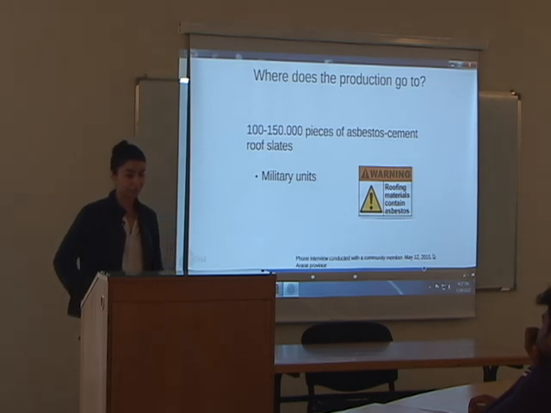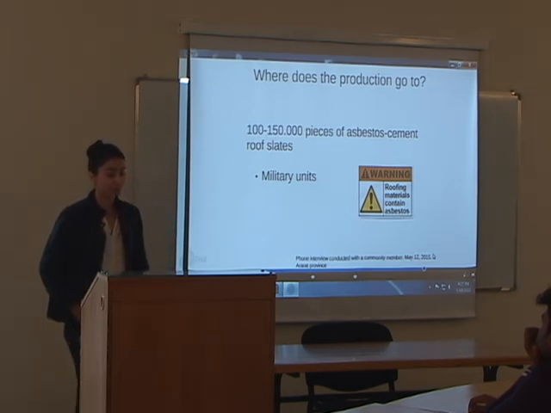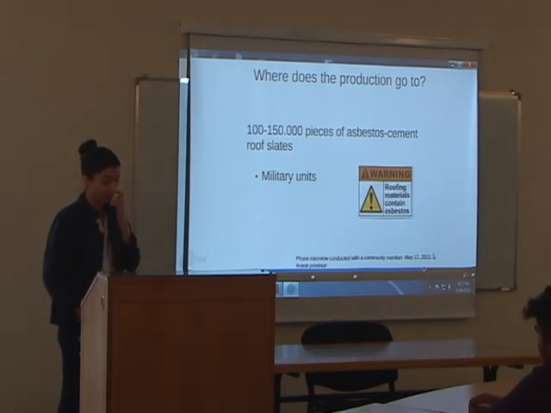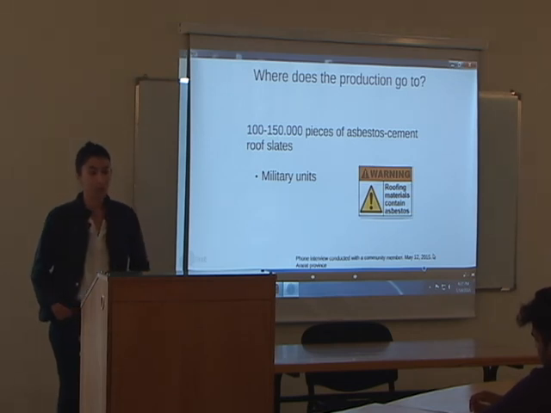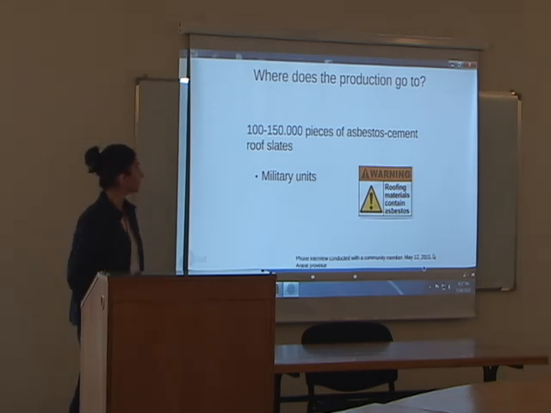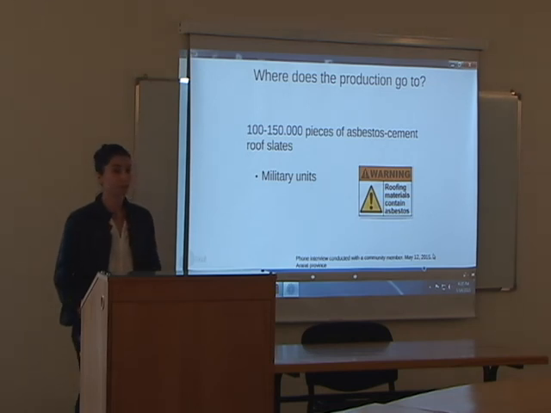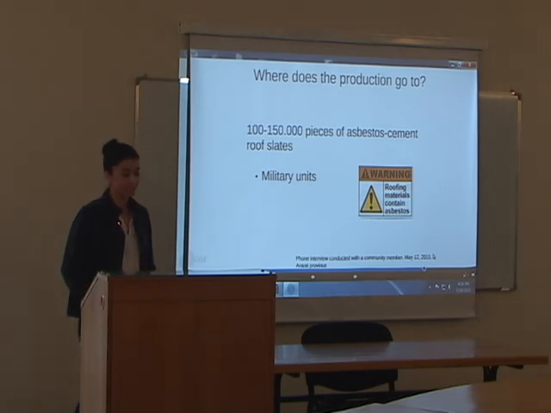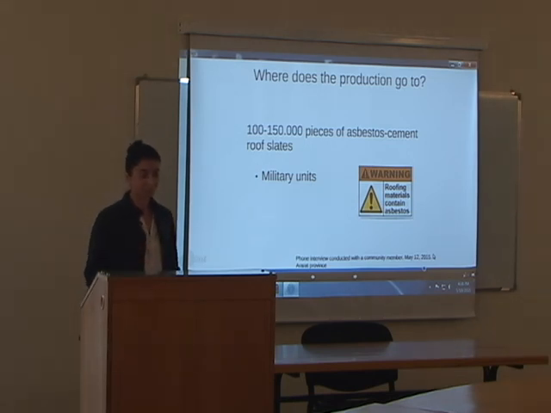And one of the most interesting questions was where the production now goes. I had a phone interview with a community member who said that the orders the factory gets during a year come mostly from military units. So the produced roof slates are going to military units, and they produce around 150,000 pieces of asbestos cement roof slates. It's a small number in comparison with Soviet numbers, but still.